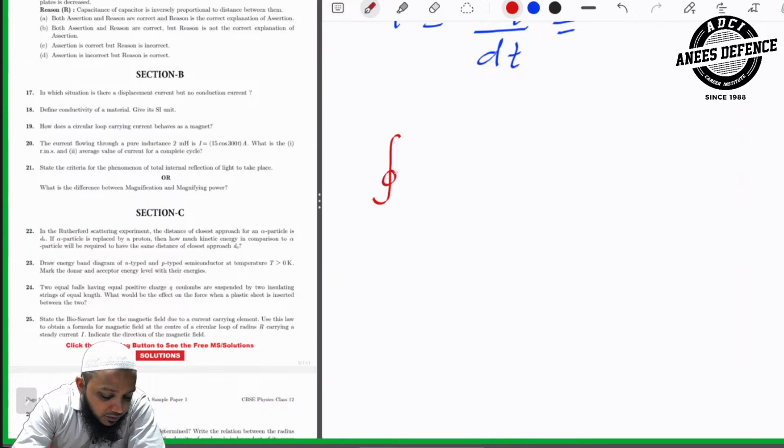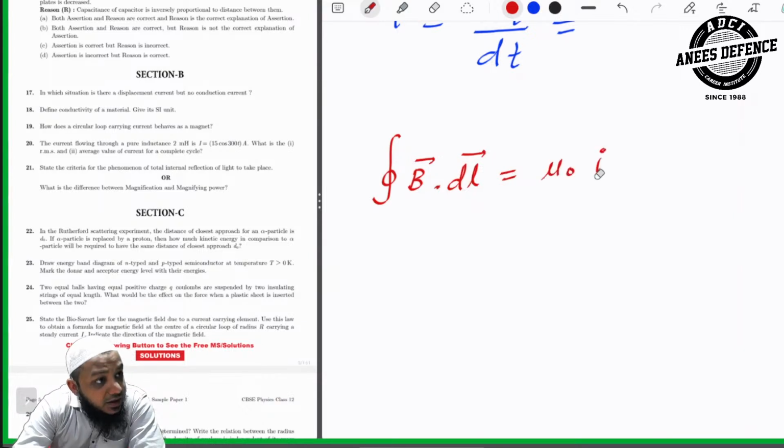Closed integral of Ampere circuital law. Do you know Ampere circuital law? Closed integral of B dot dl is equal to mu naught times I. So what is this I? I is nothing but conduction current. So Maxwell added one more thing, that is displacement current.